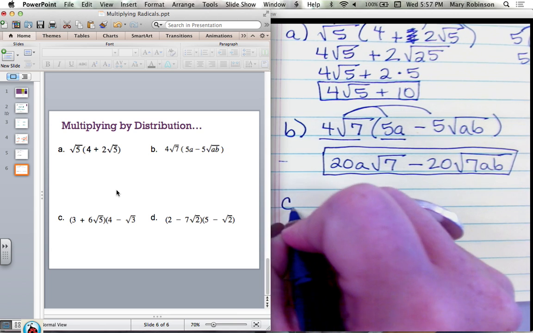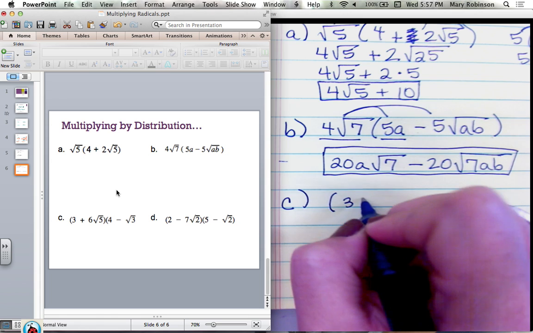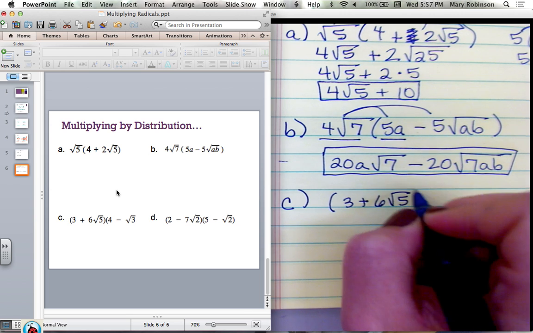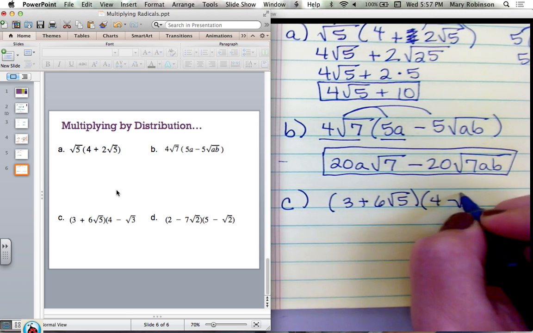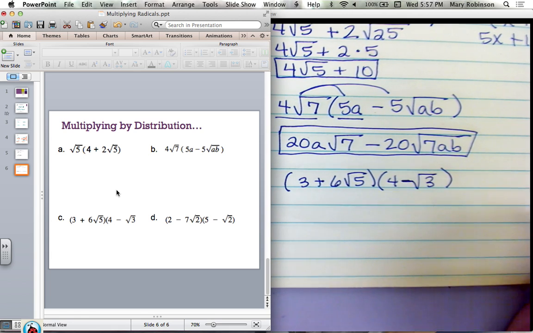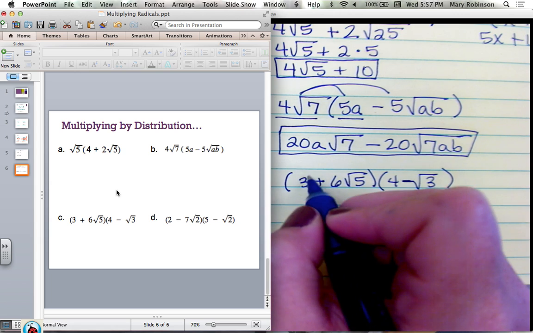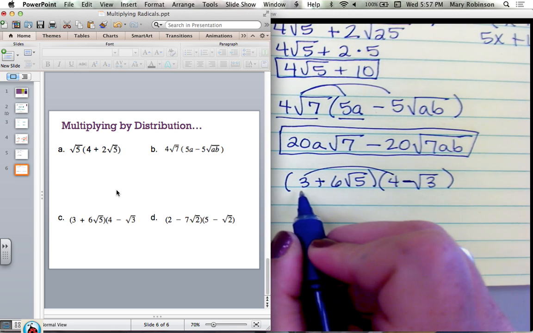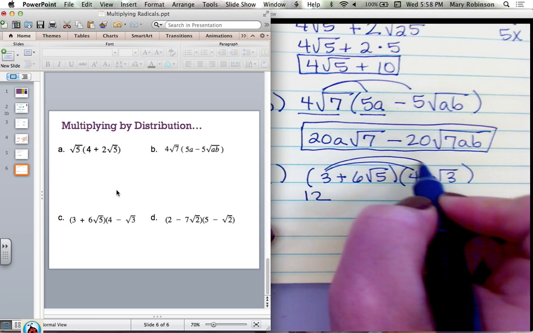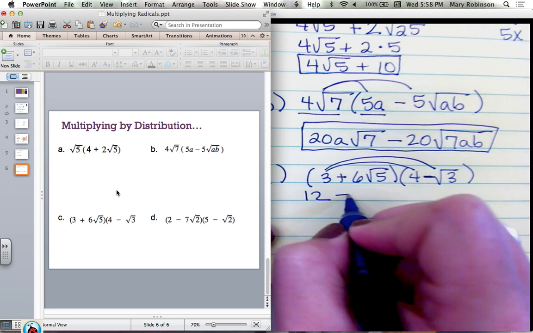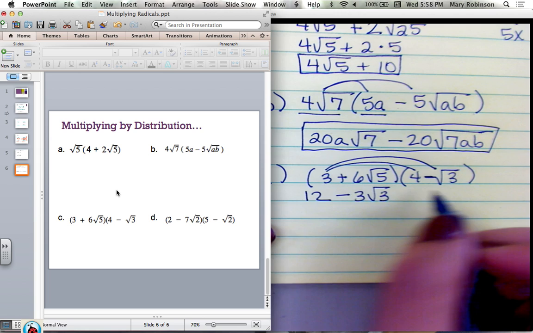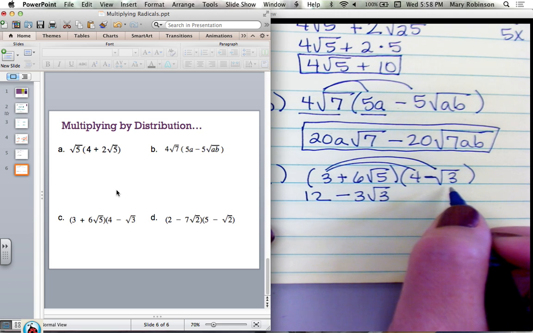For part C, this is where we are now going to employ the double distribution method, or FOIL, or box method if you prefer, although I'd really like you to try to get away from using that method. Make sure you can see that minus. We are going to first distribute the 3 to both terms. So 3 times 4 is 12. 3 times a negative square root of 3 is negative 3 square roots of 3. Notice I'm not multiplying the 3 and 3 because 3 is not in a radical, but this 3 is.